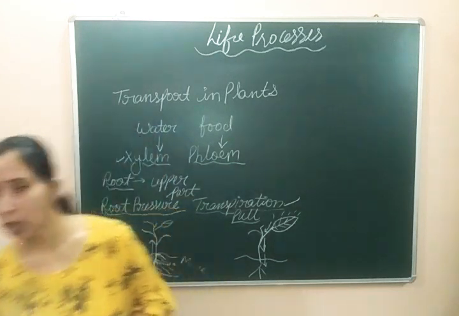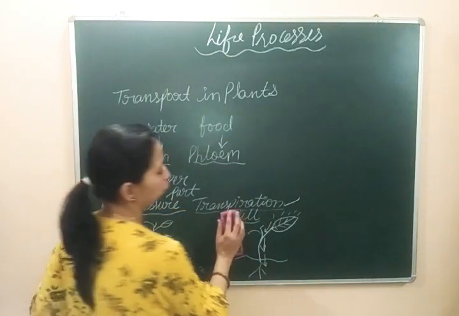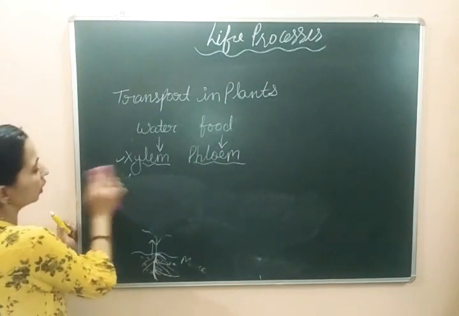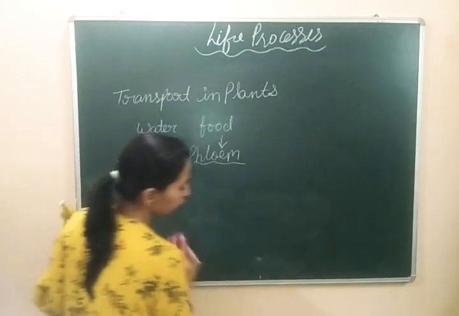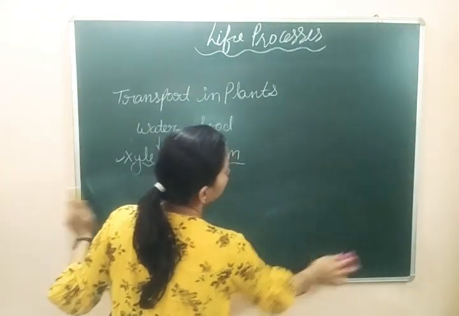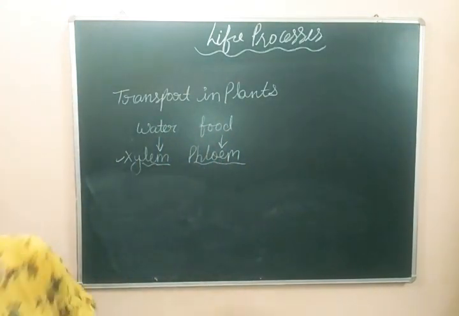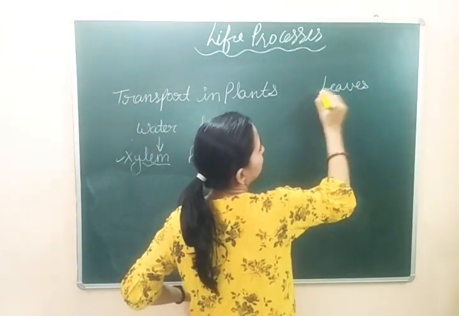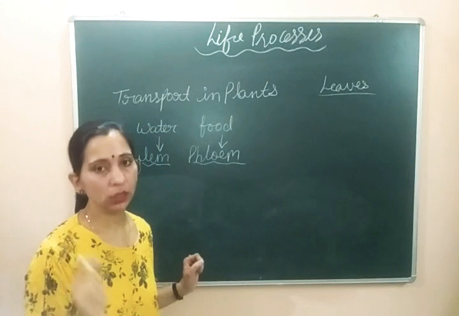Now we will discuss about the transportation of food. अब हम बात करेंगे how the food is transported. Food का transportation कैसे होगा? You know that food is prepared in the leaves. Food जो है वो कहाँ बन रहा है? Food is prepared in the leaves. Food जो है leaves के अंदर बन रहा है through the process of photosynthesis.